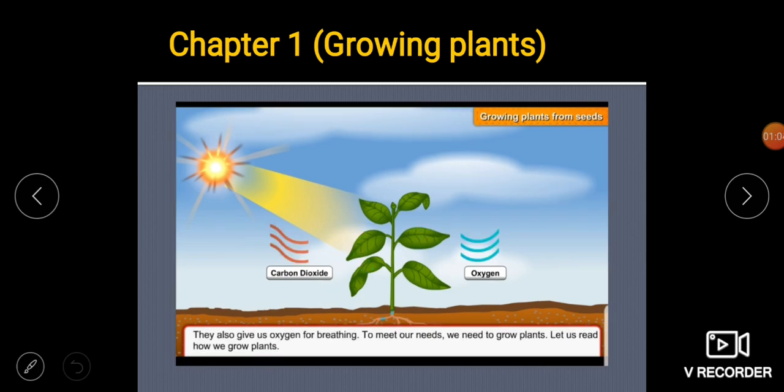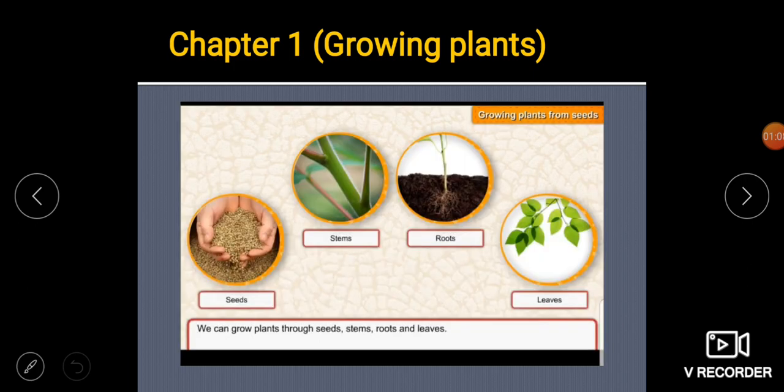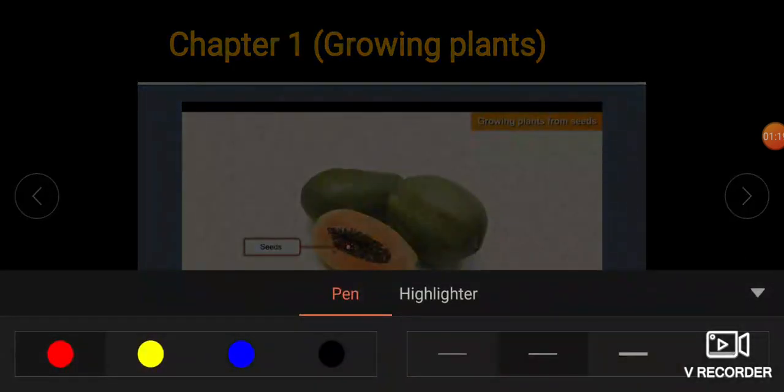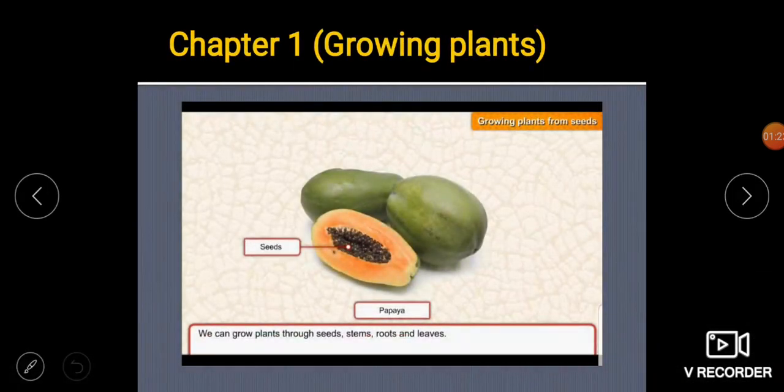Let us read how we grow plants. We can grow plants through seeds, stems, roots, and leaves. Now, in the given picture, you can easily see these are the seeds of the papaya plant.